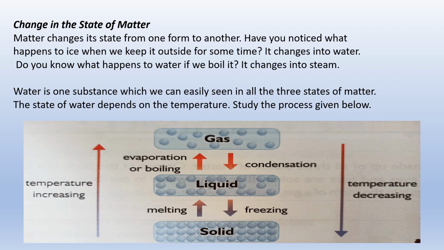And when we melt the ice, that means when we increase the temperature, the ice starts melting, it becomes liquid, that means it changes from solid to liquid, that is from ice to water. And when we increase the temperature more, that means when we boil the water, it evaporates, right? It changes into water vapor, that means it evaporates.